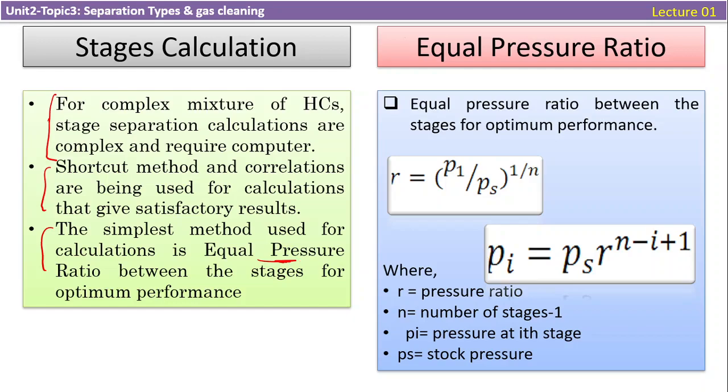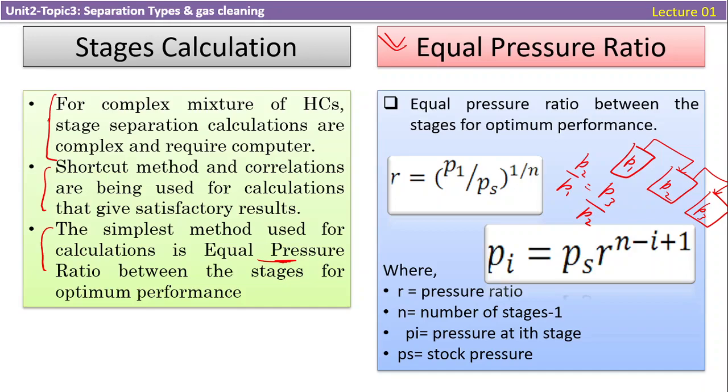So there is one method for calculation, which is the equal pressure ratio. What is the concept of equal pressure ratio? Equal pressure ratio between the stages for optimum performance means, suppose there are three stages, and this is P1, this is P2 and this is P3. So P2 upon P1, the ratio between these two pressures, is the same as P3 upon P2. So this is the equal pressure ratio.